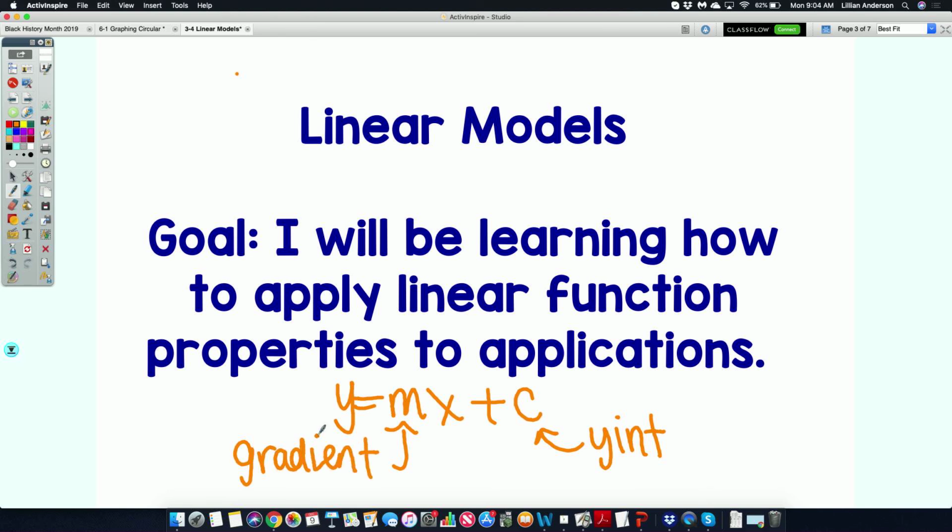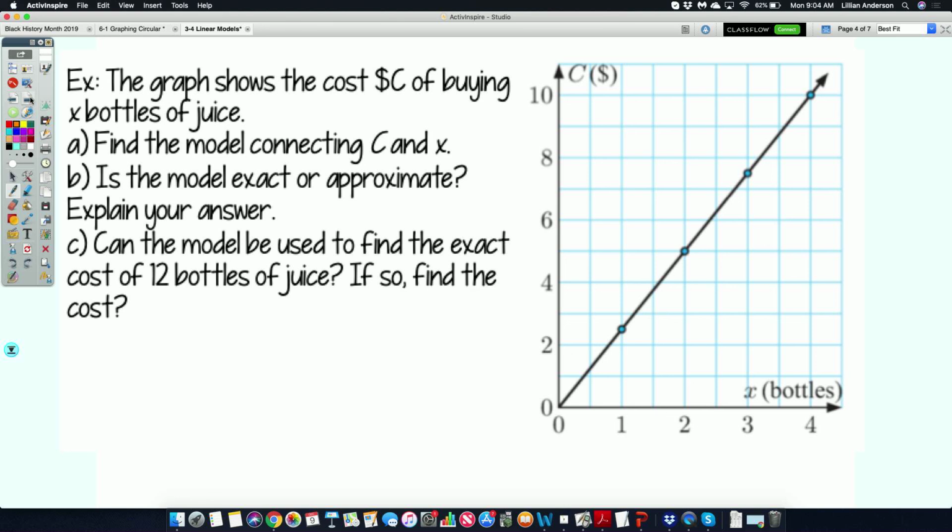A lot of these application problems that you're going to be looking at are going to be in the form of y equals mx plus c, where m is your gradient. Remember, that's the change in your y's over the change in your x's, and c is your y-intercept or your starting point. So don't forget that. Now we're actually going to apply it. Two variables are linearly related if the graph connecting them is a straight line. That's what makes something a linear function.